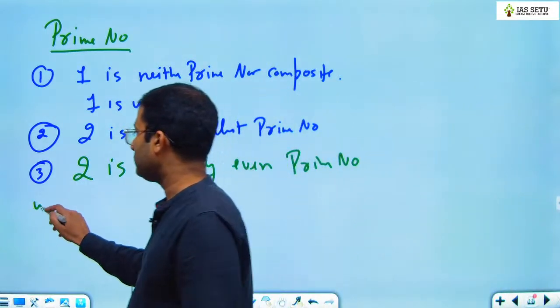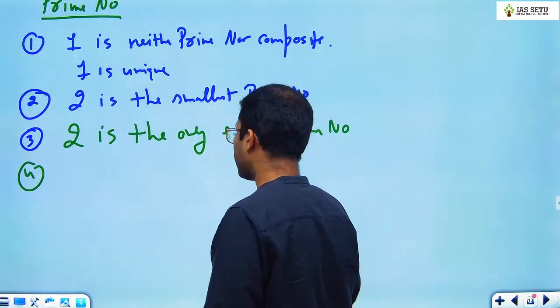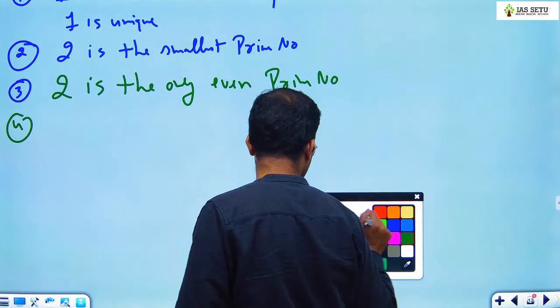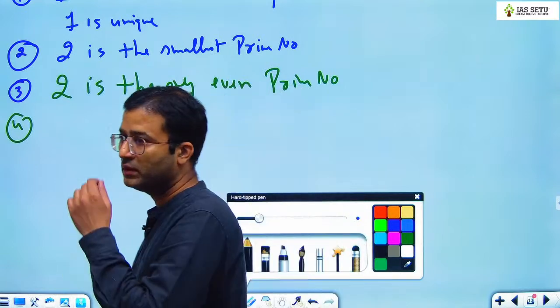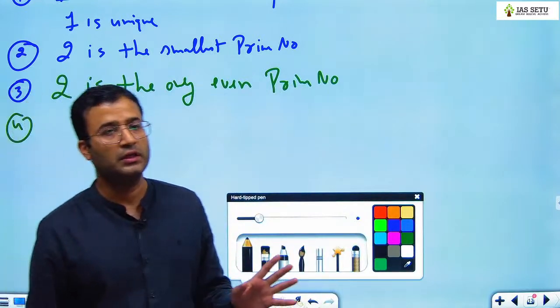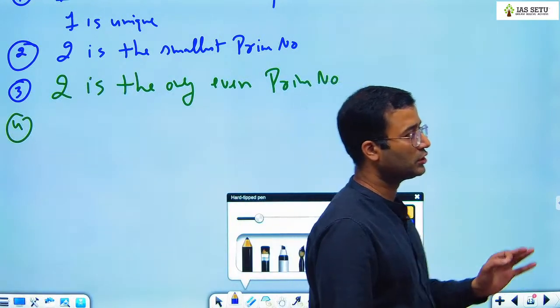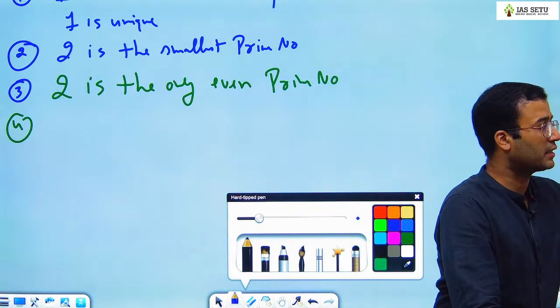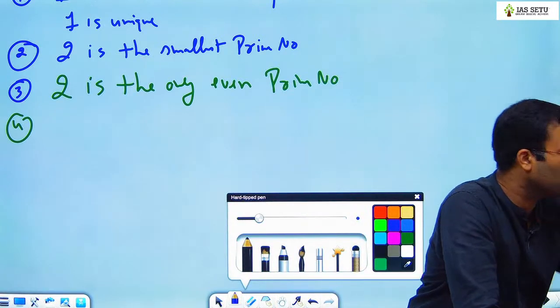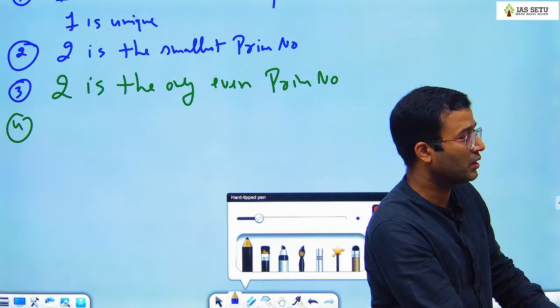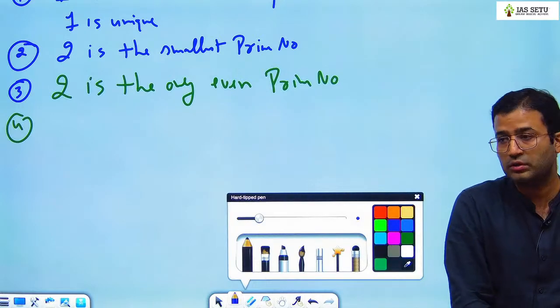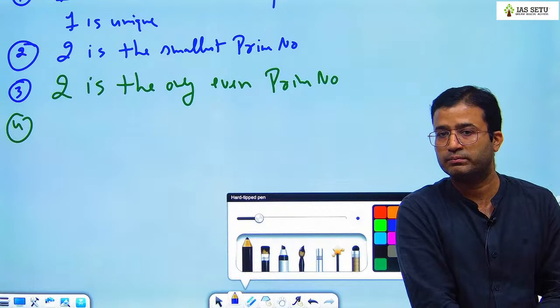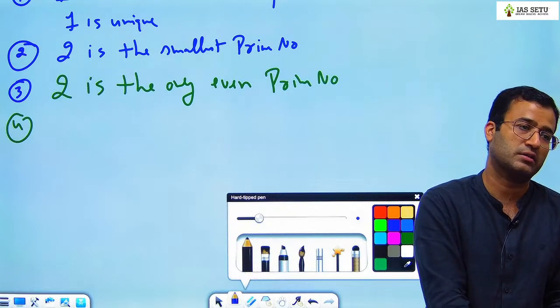Next, factual information, and which is very important for our exam. Every year there is at least one question on prime number directly or indirectly. 2.5 मार्क्स का क्वेश्चन आएगा पक्का. तो चेंजिंग पैटर्न में भी आ रहा है. प्राइम नंबर से हर साल क्वेश्चन आ रहा है.